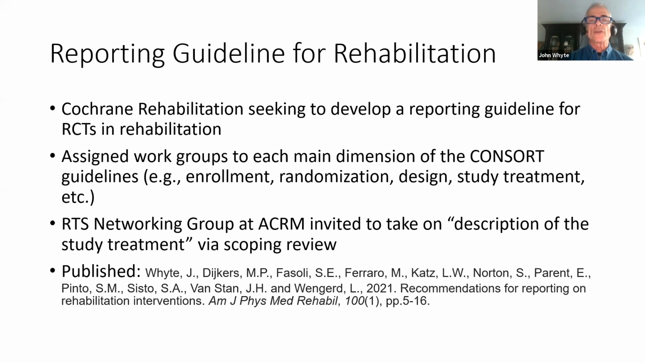Cochrane Rehab wanted to develop, as I said, a rehab-specific reporting guideline. They organized work groups around each of the main dimensions of the CONSORT guideline, such as enrollment, randomization, study design, study treatment, and so on. And our interest group at ACRM was asked to take on the topic of description of the study treatment via a scoping review. And that scoping review was published recently in the American Journal of Physical Medicine and Rehab.